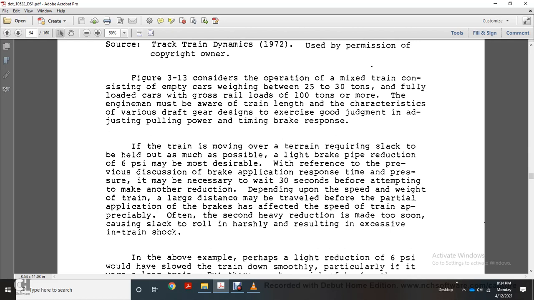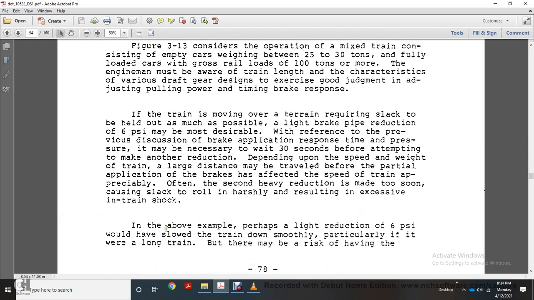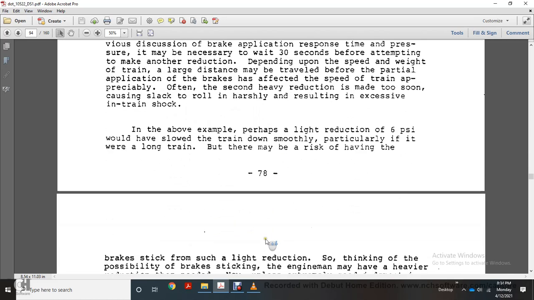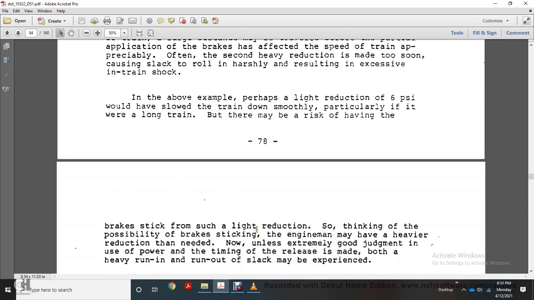The speed of the train varies appreciably. Often the second heavy reduction is made too soon, causing slack to roll in and out harshly, resulting in in-train shock. In the above example, perhaps a light reduction of 6 psi would slow the train down smoothly, particularly if it were a long train, but there may be a risk of having brakes stick from such light reductions, so they are thinking of the possibility of sticking brakes.